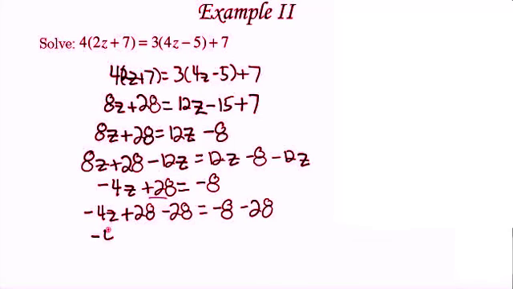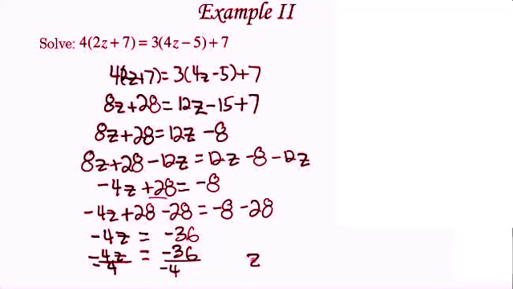That gives me negative 4z equals negative 36. Once I've done that, now I just solve the equation. And I need to isolate the variable, which has a negative 4 multiplied by it. So I'm going to divide both sides by negative 4. When I work that out, it comes out to z equals 9.